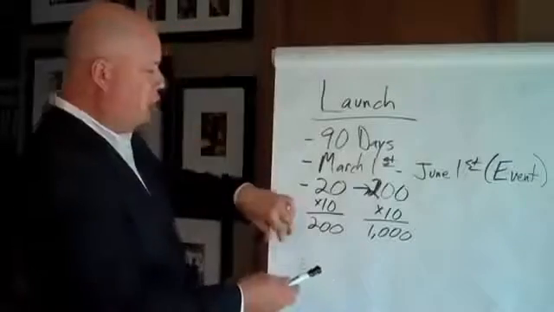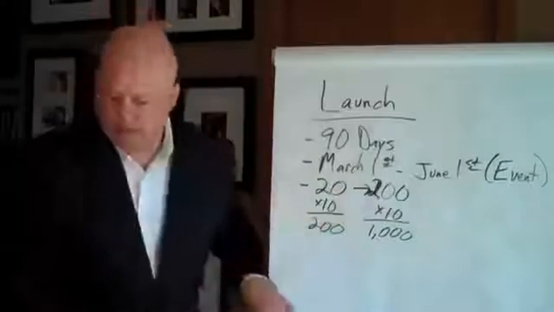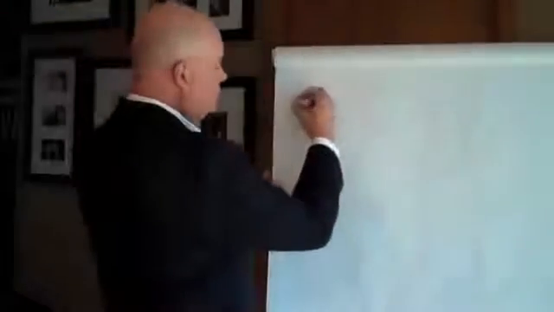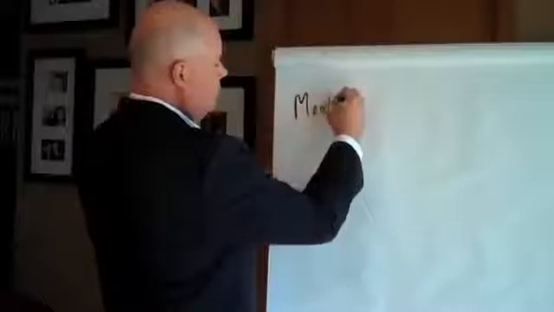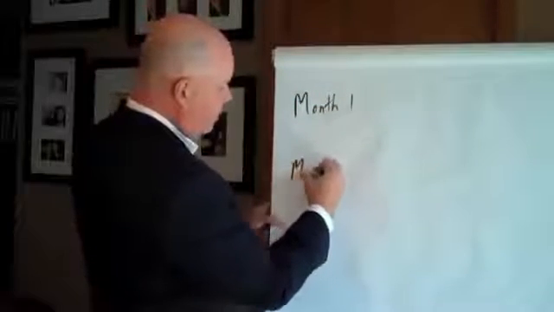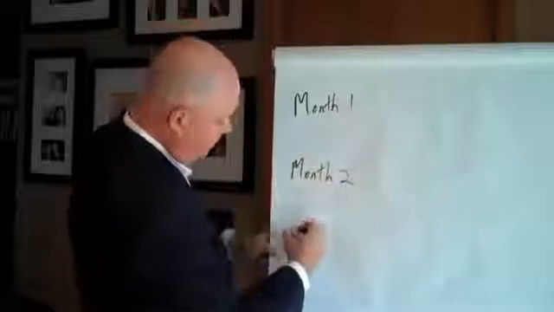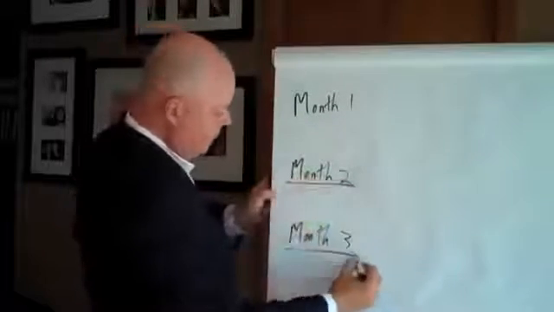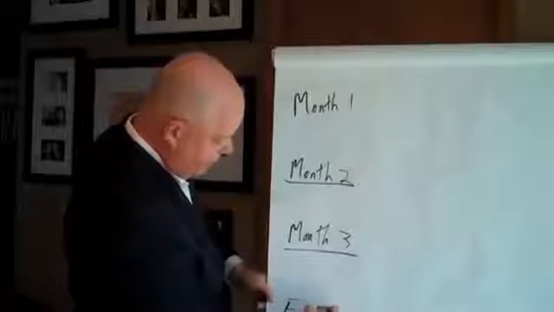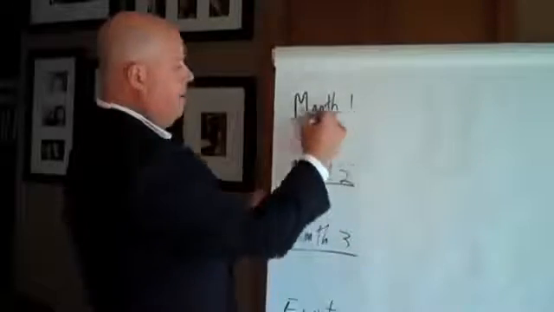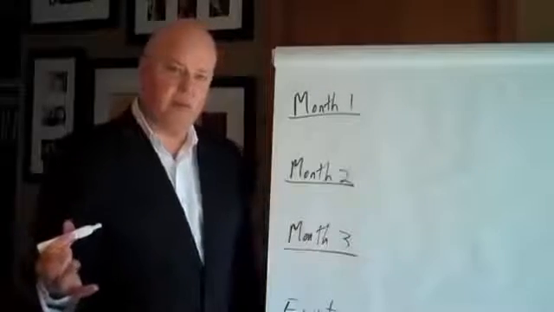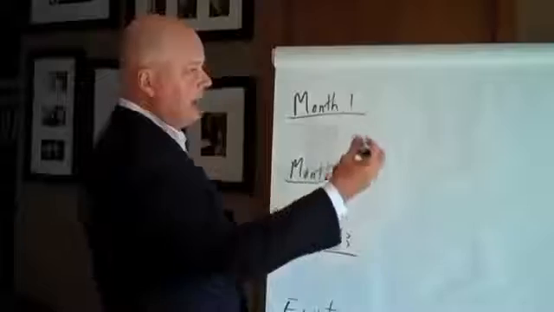So once you determine your event goal, the next thing that you need to determine is you've got month 1, month 2, month 3. And then you have the event. Okay? Month 1, month 2, month 3. What needs to happen in order to make all this stuff possible? One, you've got to sell tickets.